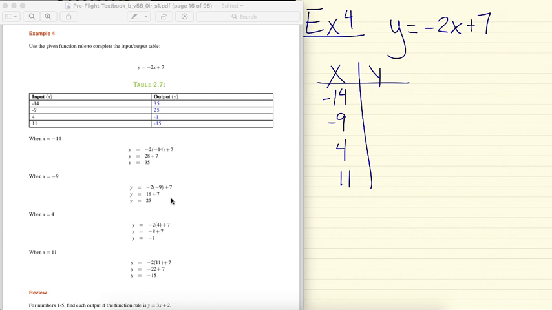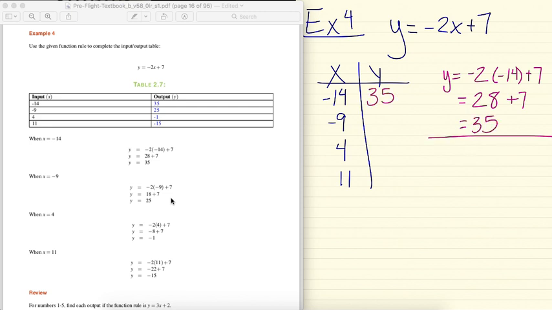All right, so going through example 4, first thing I'm going to do is plug in negative 14. So I would have negative 2 times negative 14 plus 7. Negative 2 times negative 14 is going to give me a positive 28 plus 7, which gives me 35. Now I'm going to plug in negative 9. So I would do negative 2 times negative 9 plus 7. That would give me a positive 18 plus 7, which is 25.